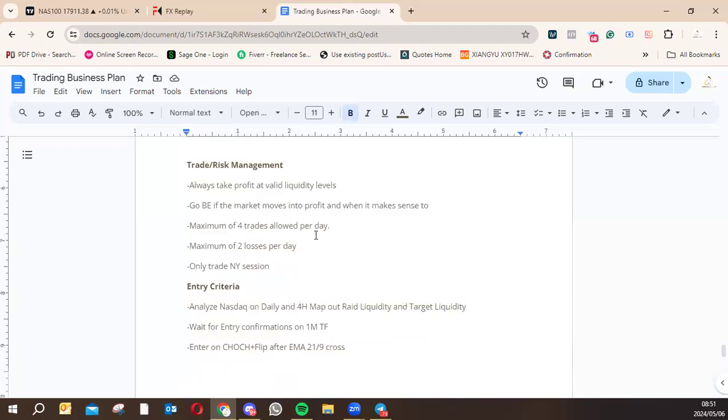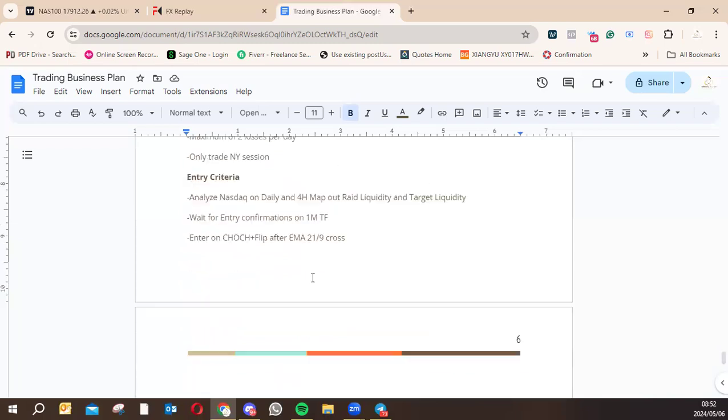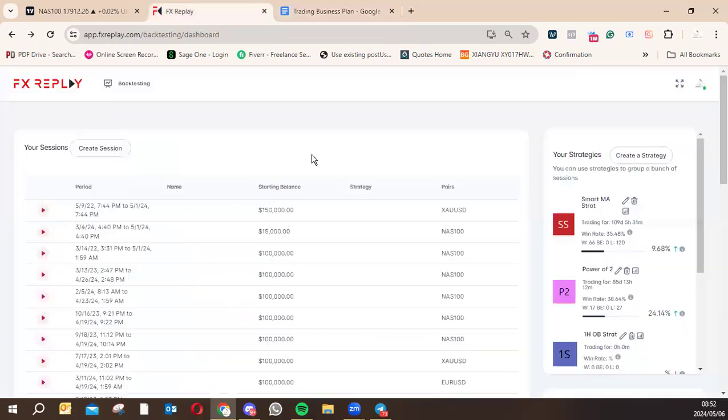After the EMA crossover, for trade management, I always take profit at valid liquidity levels, and go break even if the market gives a proper move in my direction and it makes sense to. For me, maximum 4 trades per day are allowed, maximum 2 losses per day. Only trade the New York session. So yeah, it's pretty basic rules, okay?